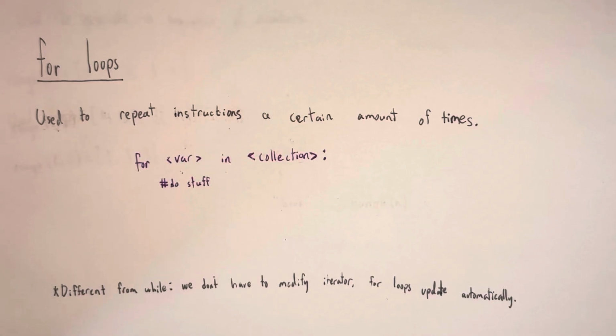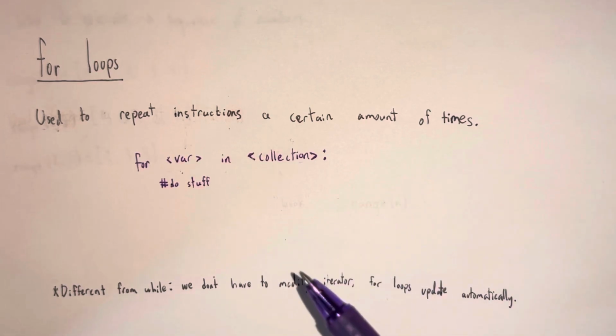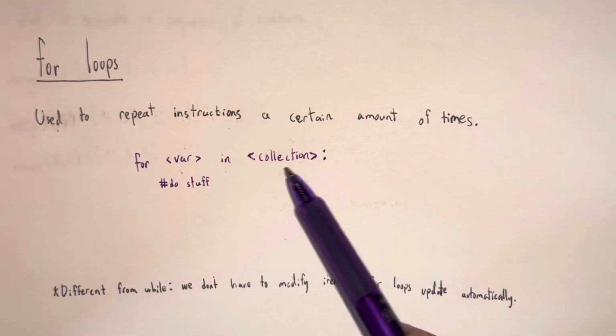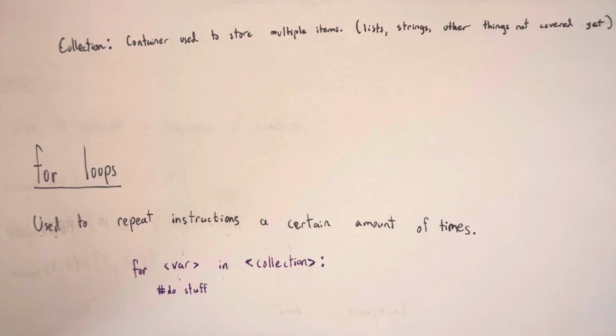In this video, we're going to be talking about for loops. So what are for loops? These are a tool that we as programmers can use to repeat instructions a certain amount of times. Another way you can think of it is it's a tool that we can use to look at or inspect a collection. So what is a collection? Collections are just containers that are used to store multiple items.